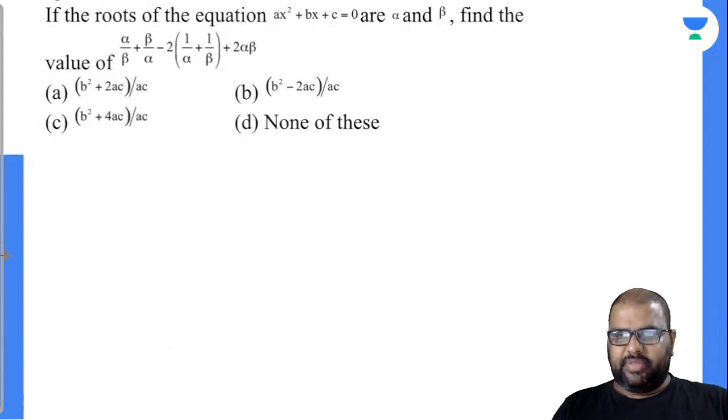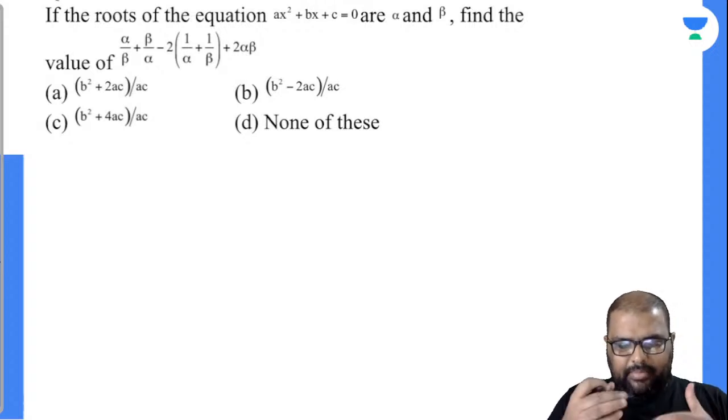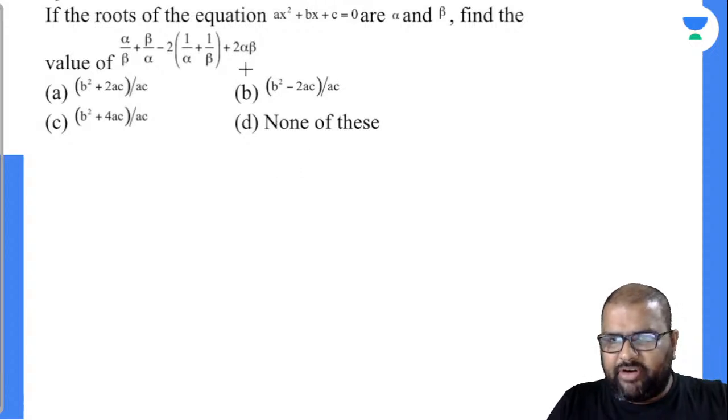If the roots of the equation ax square plus bx plus c is equal to 0 are alpha and beta, find the value of alpha by beta plus beta by alpha minus 2 into 1 by alpha plus 1 by beta plus 2 alpha beta. Now you have to find out the roots, it seems. So I will make this equation into an easy format, let's see. You know that this is the quadratic equation and these are the roots.